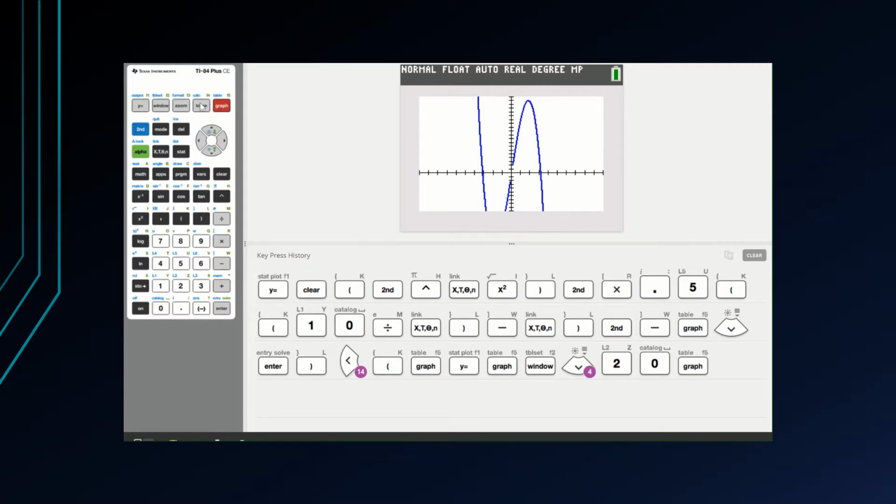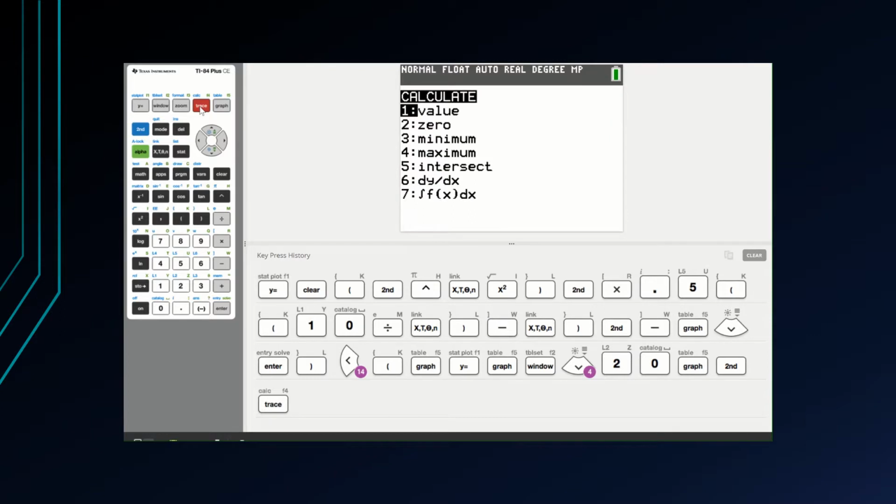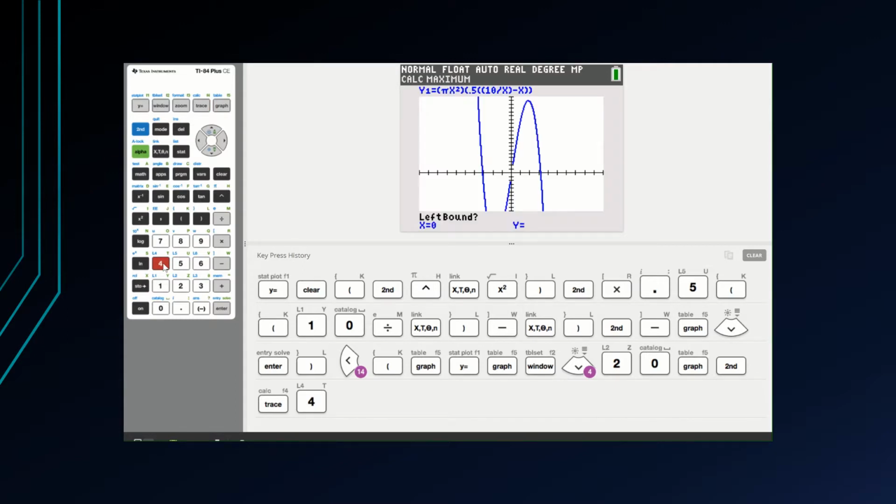Now, I'm going to use the calc function, so I'm going to hit second trace, which is calc, and I want to find the maximum. This is going to give me two things. It's going to give me an x value at that point of extrema, and it's going to give me the y value, which is the extrema itself, and in this case is going to be the maximum volume. So I'm going to choose option 4. And then I need to scroll. Yeah, there's my little cursor.